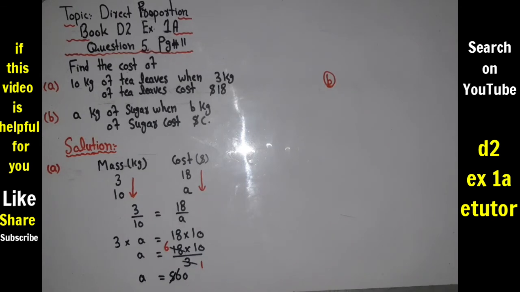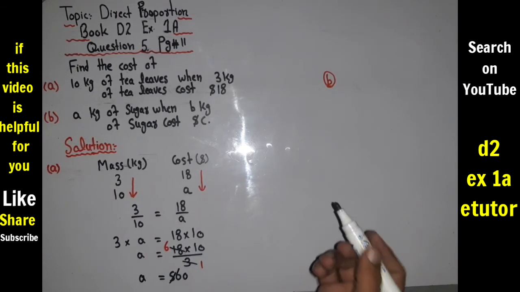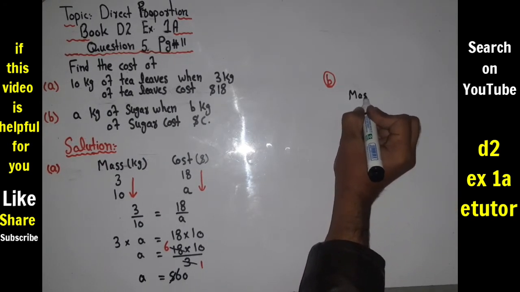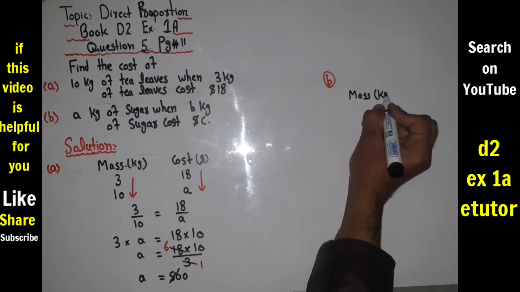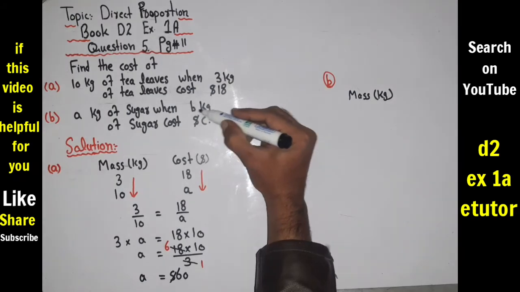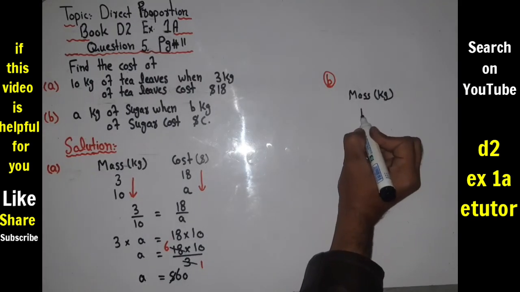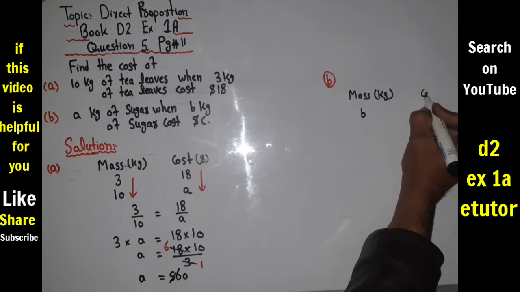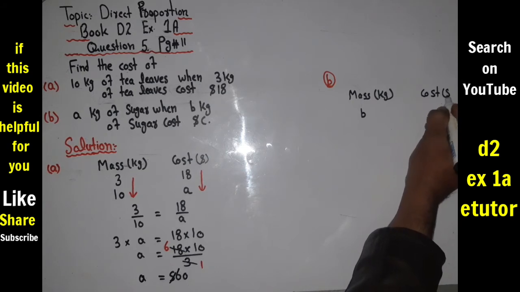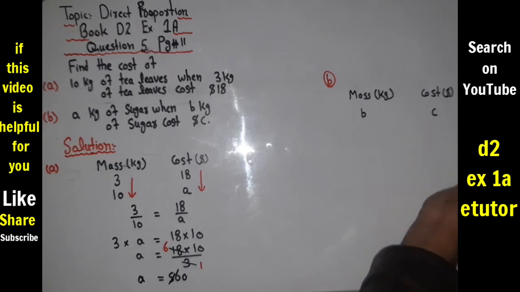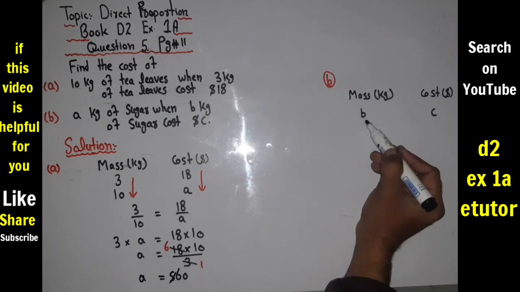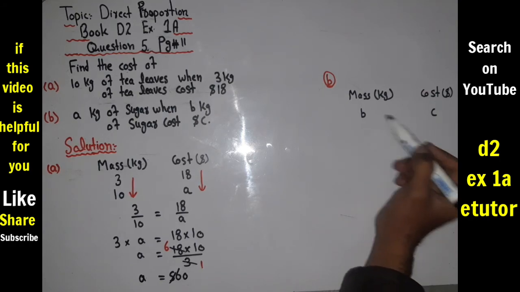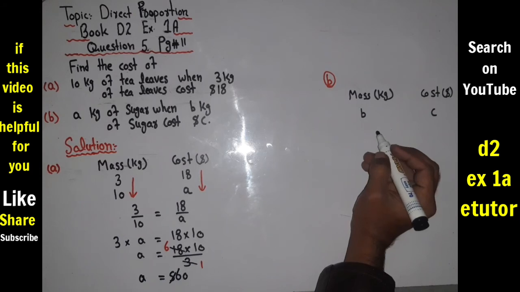So first of all we have to write the given quantities. So we have the mass in kilogram, b kilogram of sugar, and the cost in dollars, C. Again we have b kilogram of sugar that cost $C. ठीक है, and we have to find the cost of a kilogram of sugar.